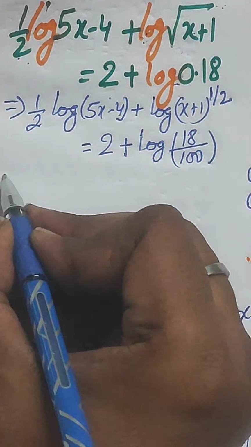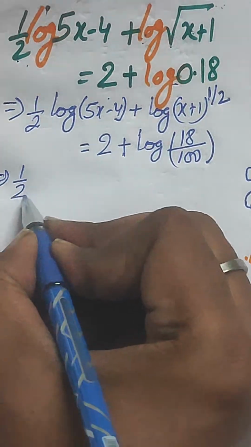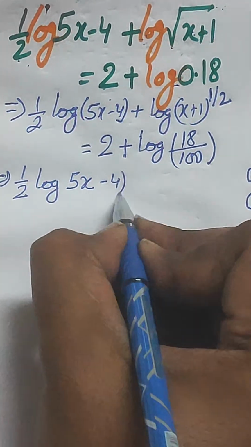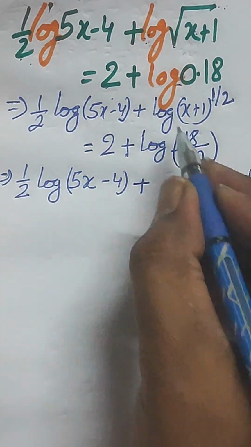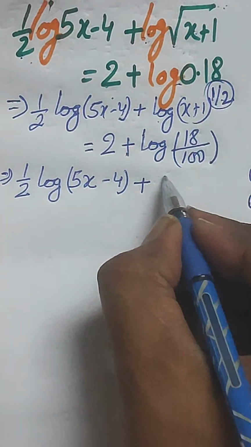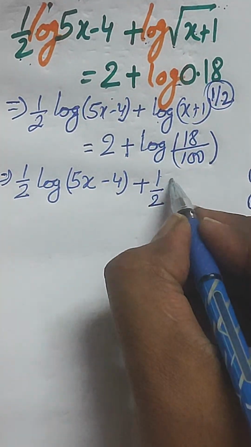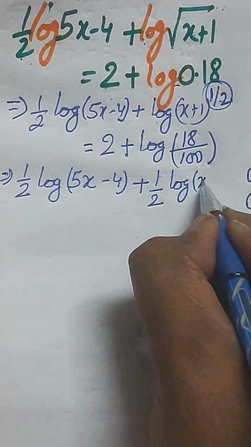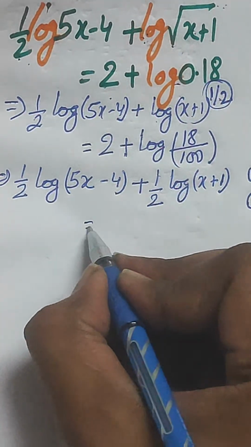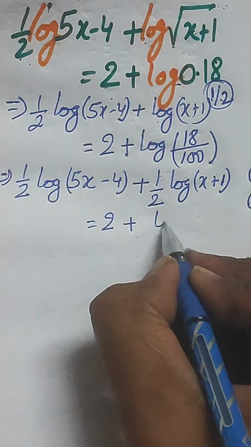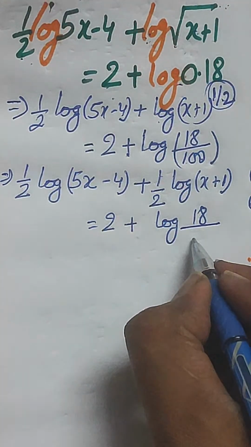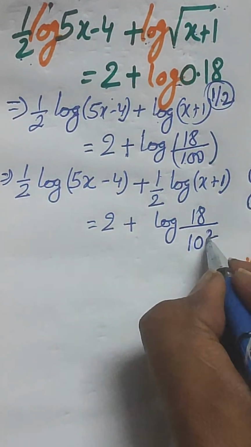Now into the next step, what we can do: half of log of 5x minus 4 plus the second term, which is log of x power m. Then this exponent can be brought to the prefix of the second term. So this can be written as half of log x plus 1, right, the second term. And in the RHS we have 2 plus log of 18 by 100. So 100 can be written as 10 square, right?